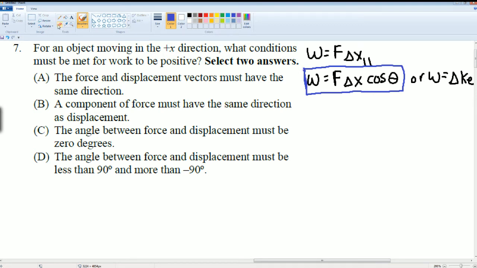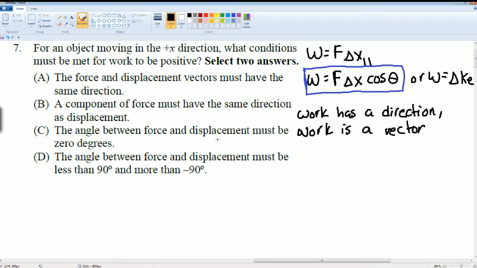We need to understand that work has a direction, because force is a vector. That would be the correct word. And there's an F here. There's a force involved here. So the force and displacement vector must be in the same direction. Yeah, that works. Because for an object moving in the x direction, so let's just draw that x direction, what condition must be met for the work to also be positive?